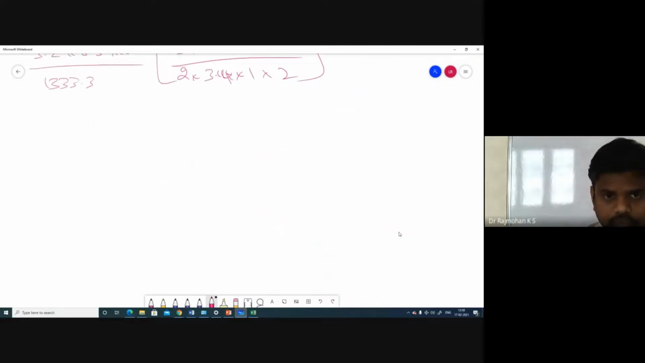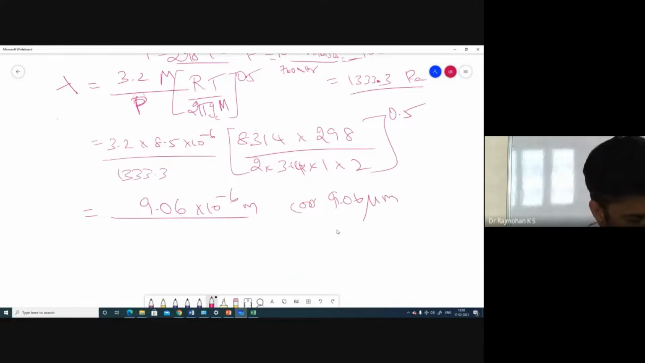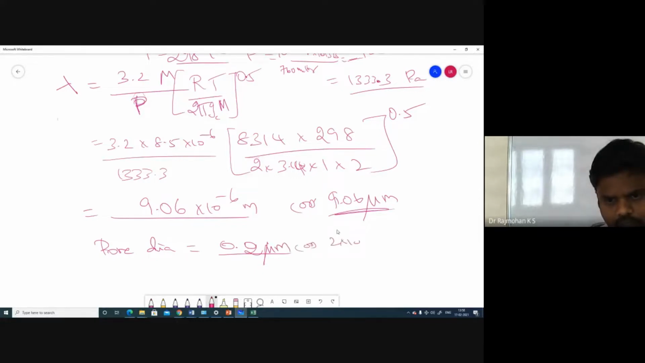Very slow. 9.06 micrometers, into 10 power minus 6 meters, right? Or you can say 9.06 micrometers. Okay, and the pore diameter is given as 0.2 micrometers or 2 into 10 power minus 6 meters. So you can find what is the Knudsen number.